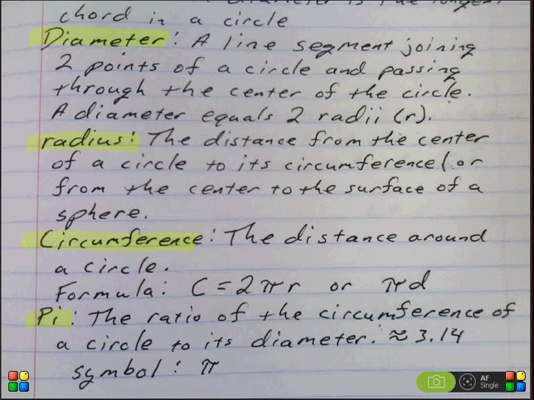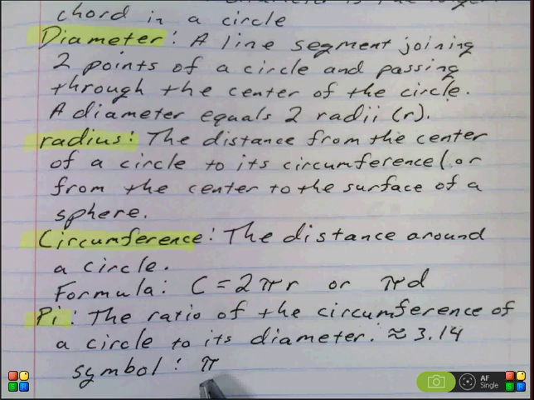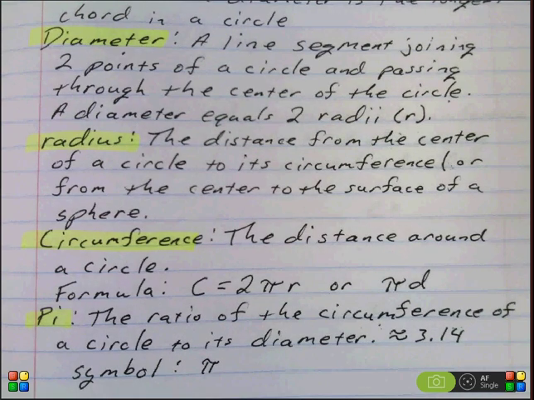So then the last two are circumference and pi. Circumference is the distance around a circle, and then we have 2 formulas for that. You can either use circumference equals 2 pi r, or you can use pi times diameter. Pi is just the ratio of the circumference of a circle to its diameter. We oftentimes use the approximation of 3.14, and you'll see the little pi symbol a lot too. So that's all your vocabulary for today's lesson.